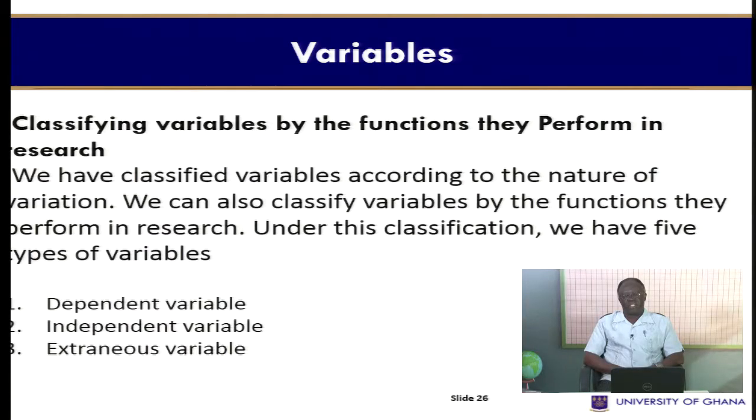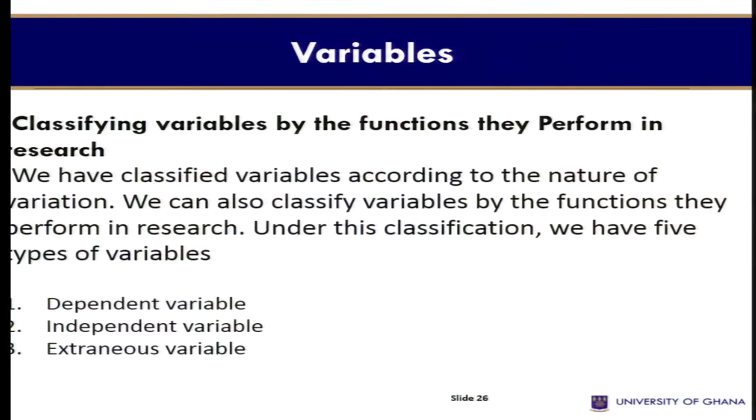Let's move a step forward. We are now going to classify variables by the functions they perform in research. According to this classification, for our purposes, we shall look at 3 of them. These are dependent variable, independent variable, and extraneous variable. There could be others, but as I said, for our purposes, we are looking at only these 3.